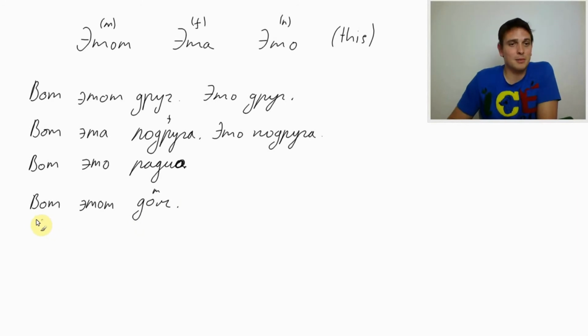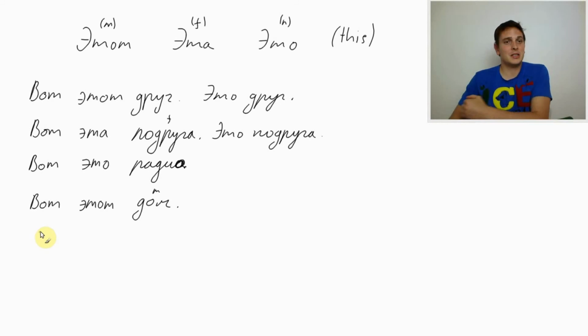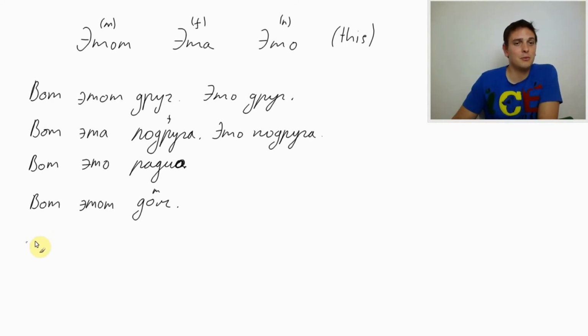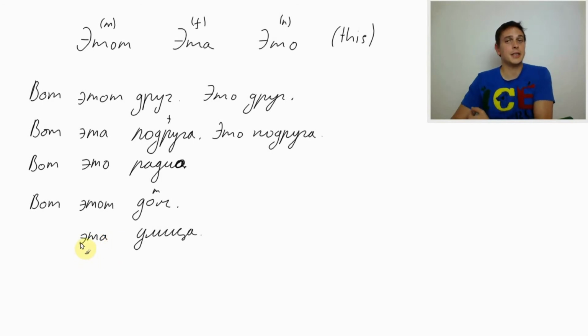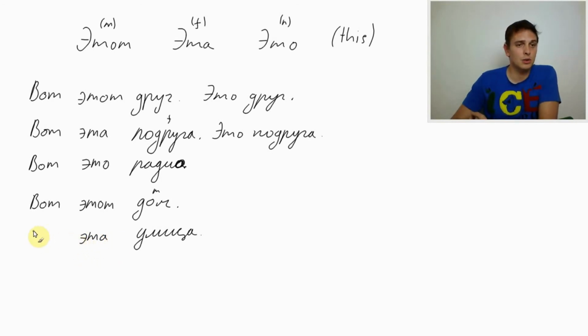And another example, how would you say, here is this street? Here is this street, this particular one. Street was улица. For улица, how would we say this street? We would take эта улица, because it's female. Эта улица. And here is this street would be вот эта улица.